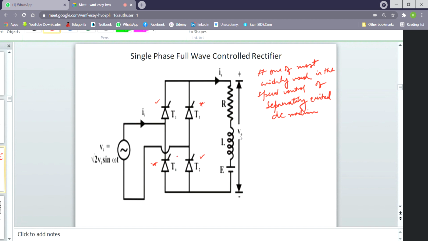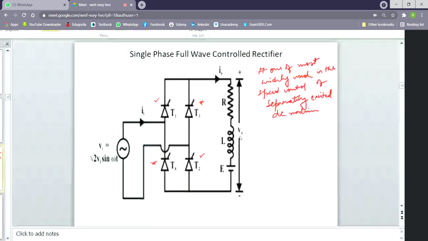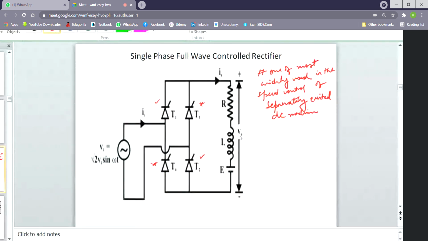From the circuit, it is clear that for any load current to flow, at least one thyristor from the top group, either T1 or T3, and one thyristor from the bottom group, either T2 or T4, must conduct. There may be situations where none of the thyristors conduct.